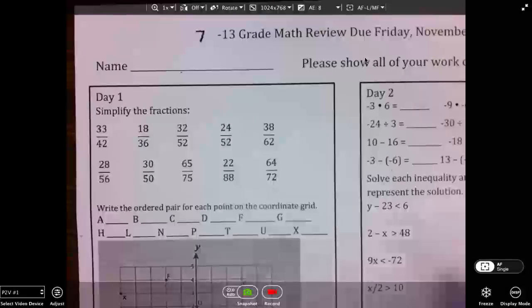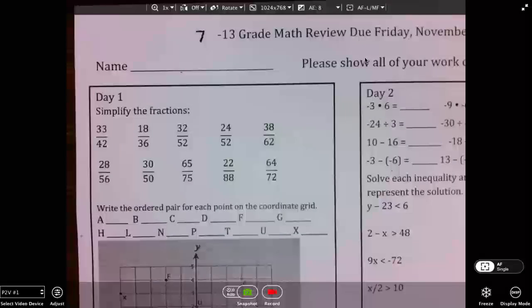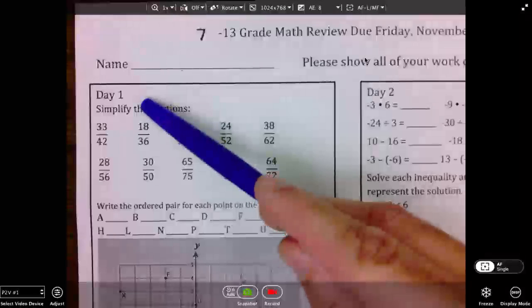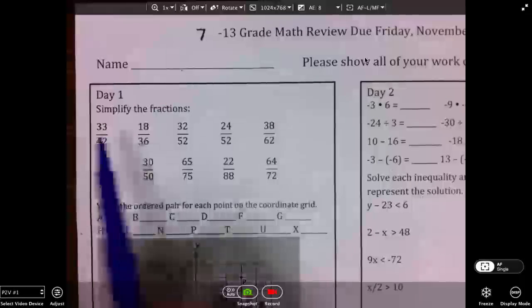We will be looking at our Grade 7 Week 13 math review. In this video we will be examining Day 1, Monday, and Day 2, Tuesday. The first set of problems say simplify the fractions.